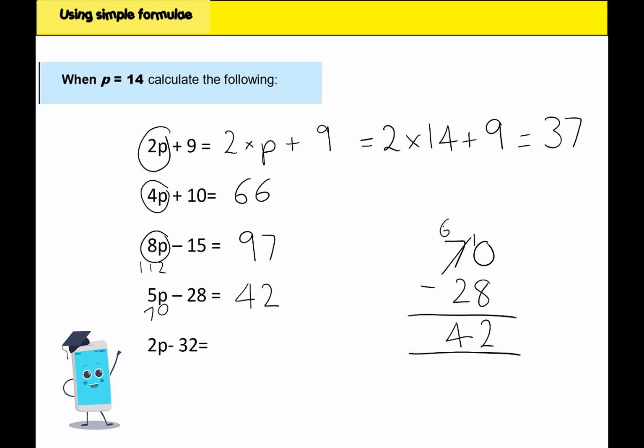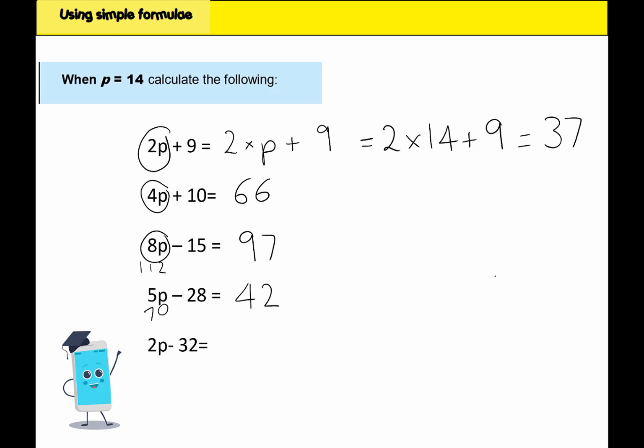What I might also have done is counted up from 28 to 70. I need to add 2 to get to 30, and then from 30 to 70 is 40, so that's 42. So use the method that you are confident with and also that you can do accurately.